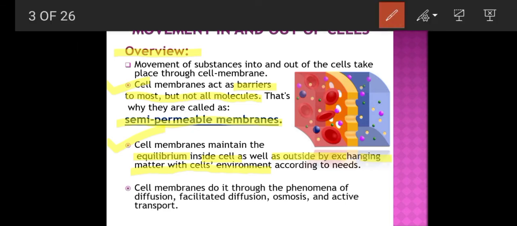So movement of substances across the cells takes place through the cell membrane, and the cell membrane does this through diffusion, facilitated diffusion, osmosis and active transport. We will discuss each of these terms in detail.